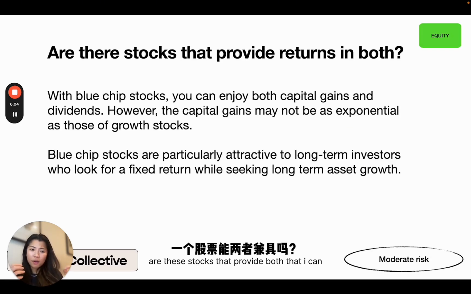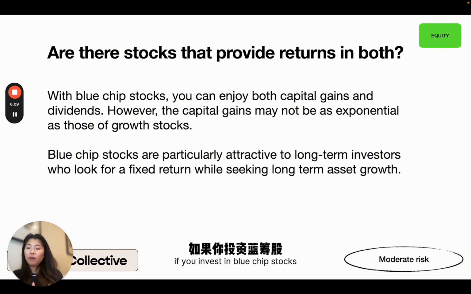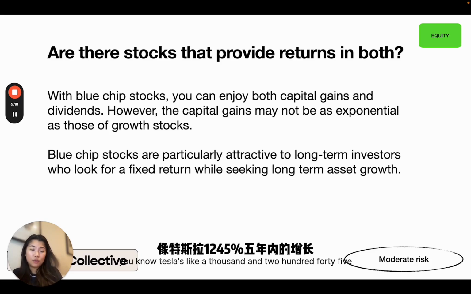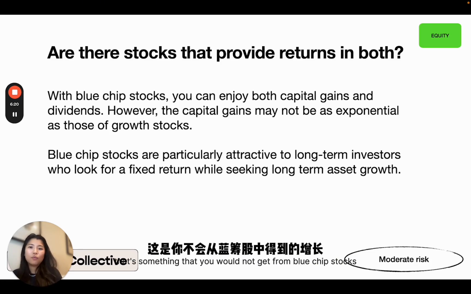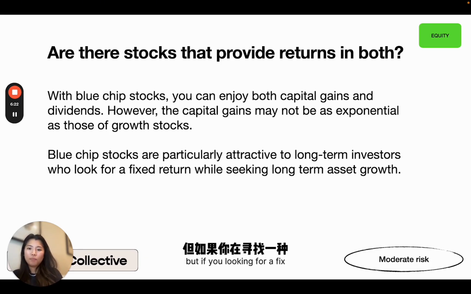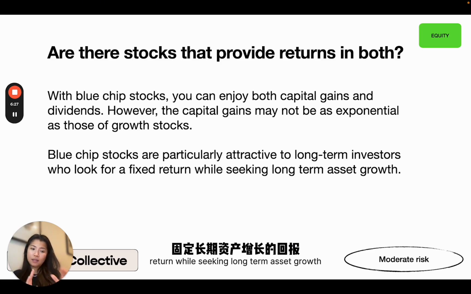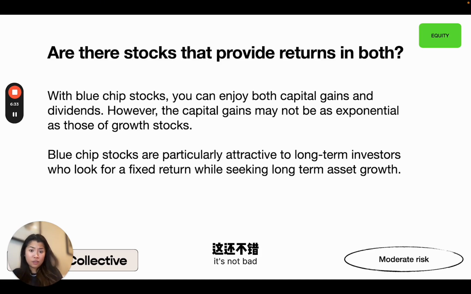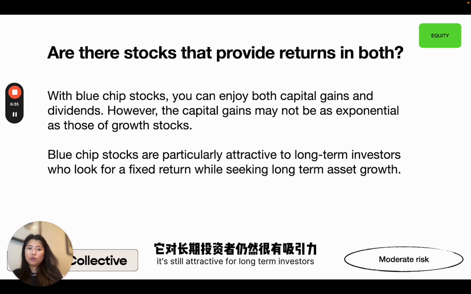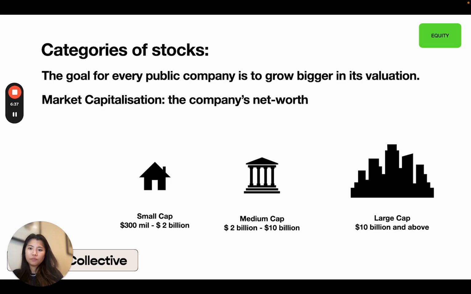Are there stocks that provide both, where I can have the capital gain and also dividends? Well, if you invest in blue chip stocks, you can enjoy both, but the capital gain will not be as exponential as those growth stocks. Tesla is like 1,245%. That's something that you would not get from blue chip stocks. But if you're looking for a fixed return while seeking long-term asset growth, you still see from P&G over the 5 years, 91%. It's not bad, right? So it is still attractive for long-term investors.